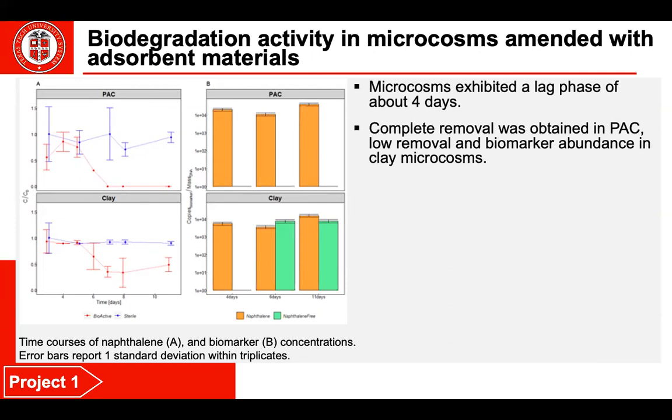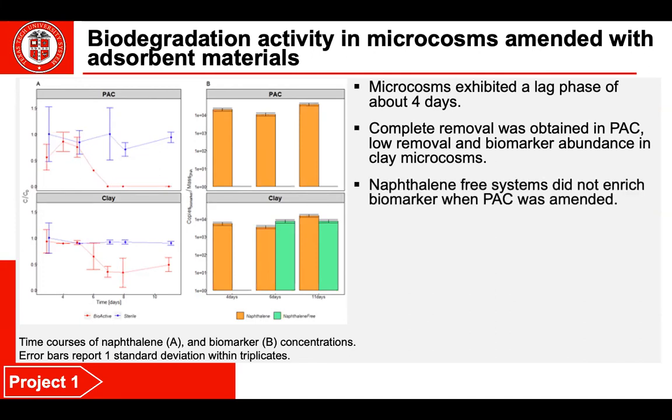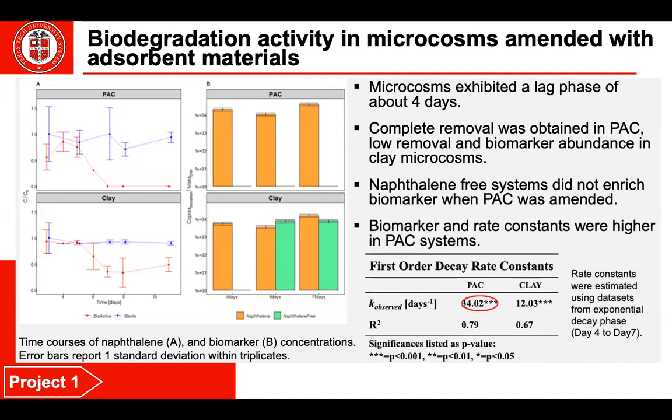In summary, we did see complete removal in the activated carbon systems, but about 50% removal in the clay systems. In the PAC systems, we were able to directly correlate naphthalene transformation with increase of the naphthalene degradation gene, but we're unable to do so inside the clay system. When you actually look at transformation rates, the activated carbon system had rapid transformation rates compared to the clay.